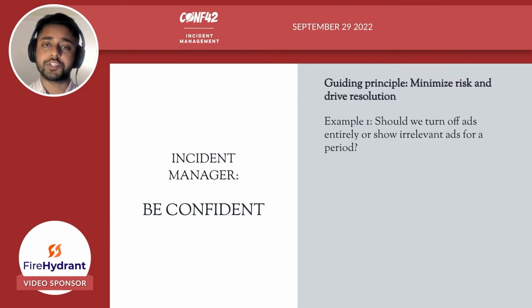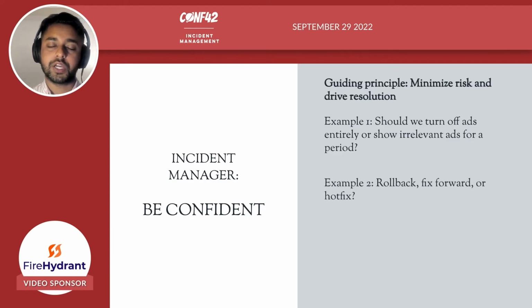In this case, is it better to turn off ads entirely and take that revenue hit, or show irrelevant ads for a period and potentially impact our user experience, maybe even causing them to not come back to our site? There's no easy answer here, and the team is going to struggle with this question. So this is one example where it's really important for the incident manager to step in and help the team confidently make a decision. This doesn't mean you're solely responsible for making that decision. It means you have to be the one to find the right information, whether that is pre-documented or identify the right person to make that call, and just guide the team through that whole process.